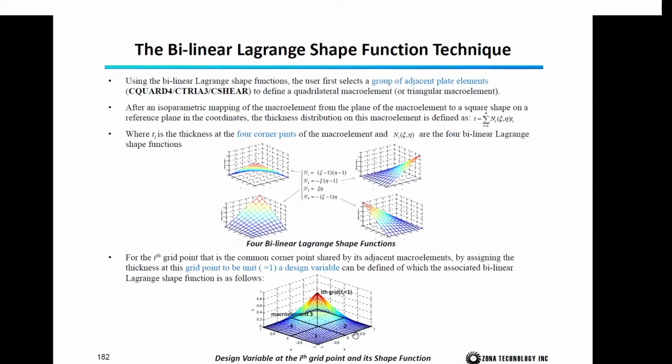So altogether, for each grid point at a corner point of the macro elements, we have a Lagrange shape function, something like this, and the thickness at the grid is 1, and on the boundary of those 4 macro elements, the shape function is 0.